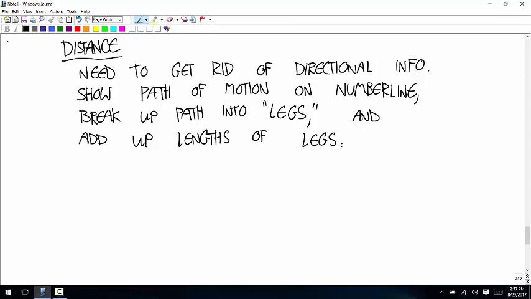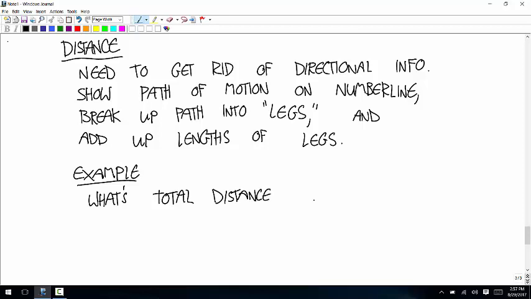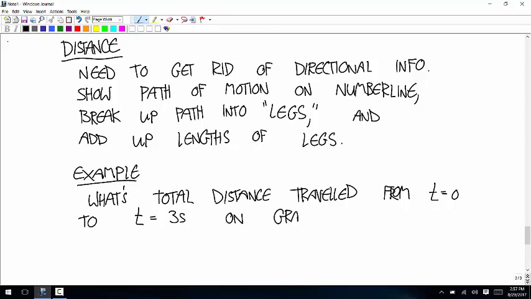Okay, so for example, let's say we want to know what's the total distance traveled from time equals 0 to time equals 3 seconds on the graph shown above.